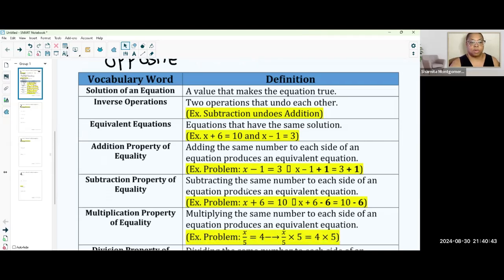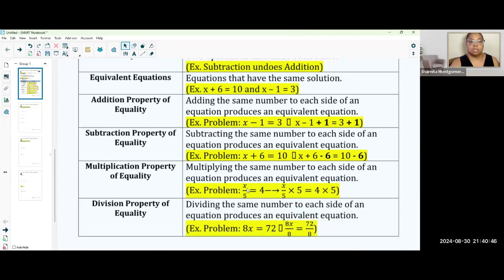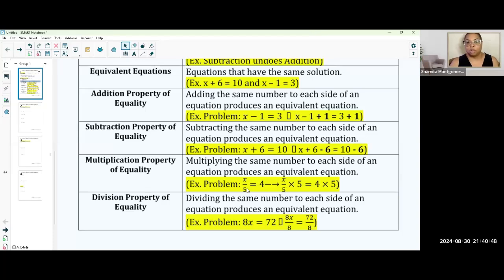Then you have the addition property of equality. What that means is you're going to add the same number to both sides of the equal sign. Whatever you add on the left, you have to add on the right. Subtraction property of equality means you're subtracting that number on the left and on the right. Multiplication property, you're multiplying a number on the left and on the right. And then division property of equality, you're dividing a number on the left and the right.